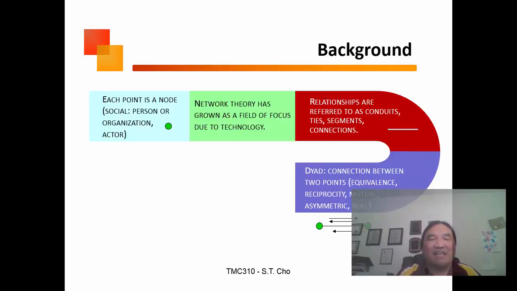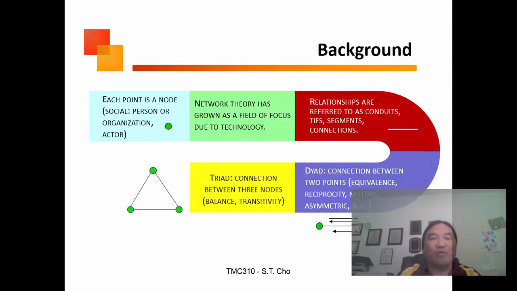A dyad, which is the most primitive form of connection in a network, is between 2 points. And between those 2 points, it could go one way, it could go the other way, it could be mutual. It could flow more towards one side than the other side, which is referred to as asymmetric, or maybe they don't talk to each other at all.